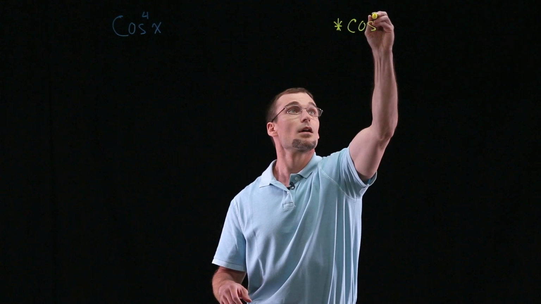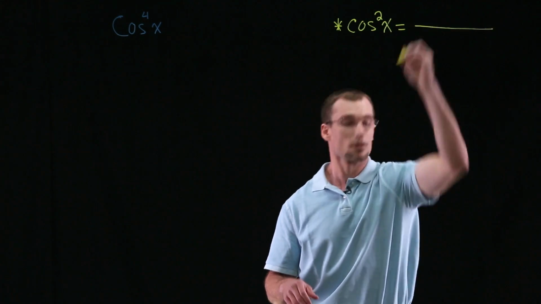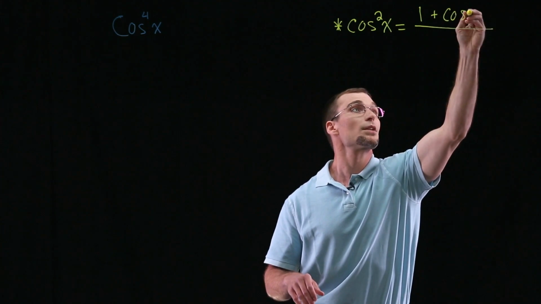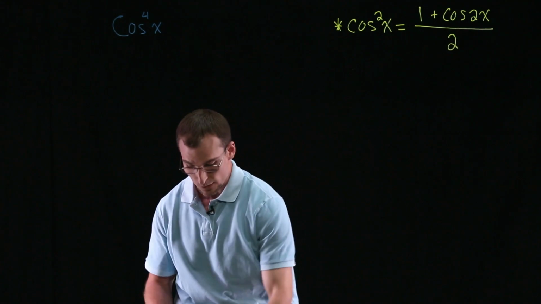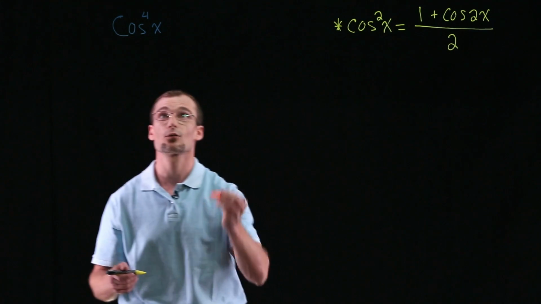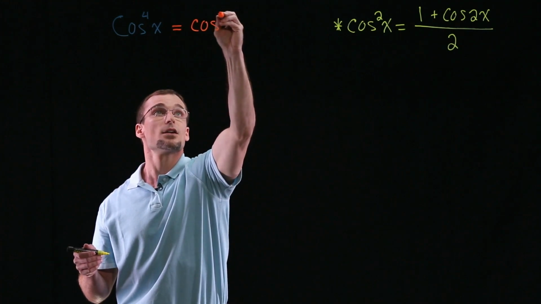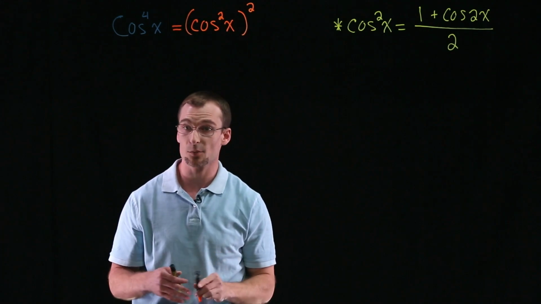And so the power reducing formula involving cosine that we have is cosine squared of x is equal to 1 plus cosine of 2x, all divided by 2. Now, let's see. How does this help us? Well, we have cosine to the fourth of x. Well, we know that we can write that as, say, cosine squared of x, squared.